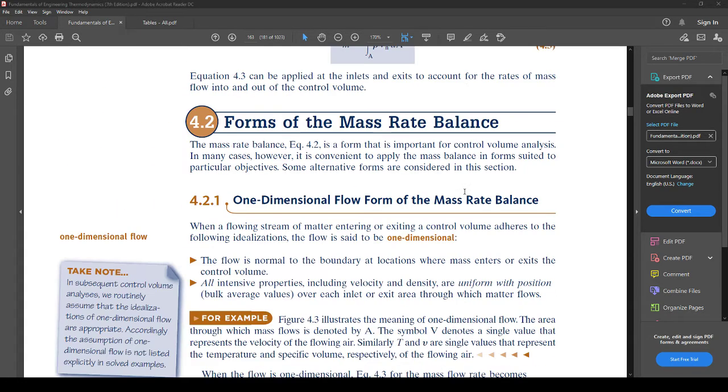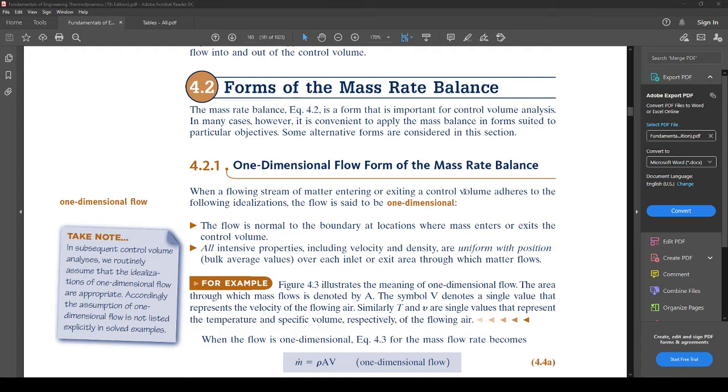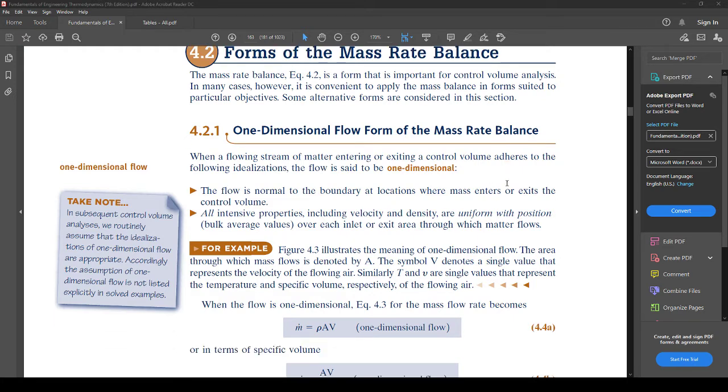All right. So then we have forms of the mass rate balance. Oh, they're actually about to show everything I did. That's funny. It says one-dimensional flow form of the mass rate balance. So this right here is the conditions that it has to apply under. The flow is normal to the boundary at locations where mass enters or exits the control volume. All intensive properties, including velocity and density, are uniform with position over each inlet and exit area through which matter flows.